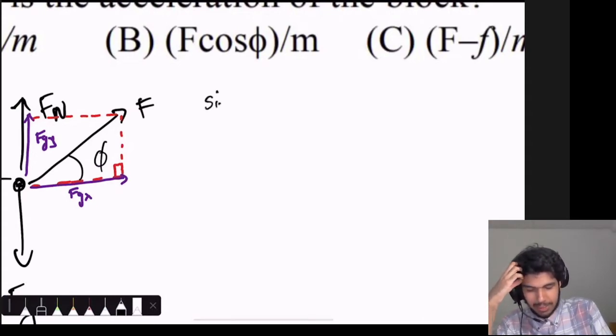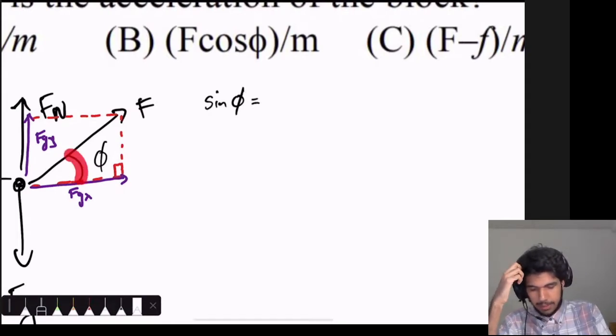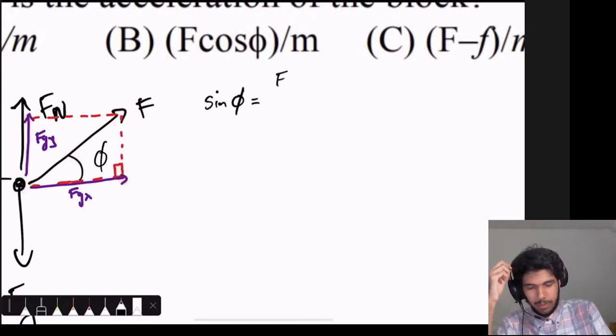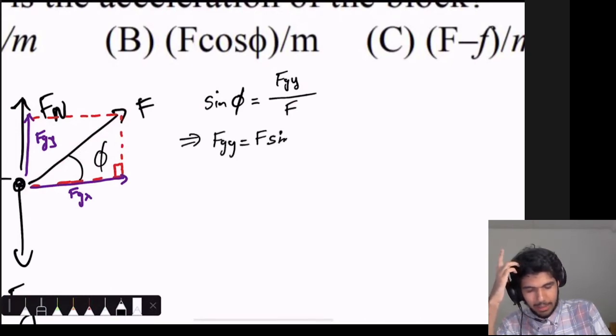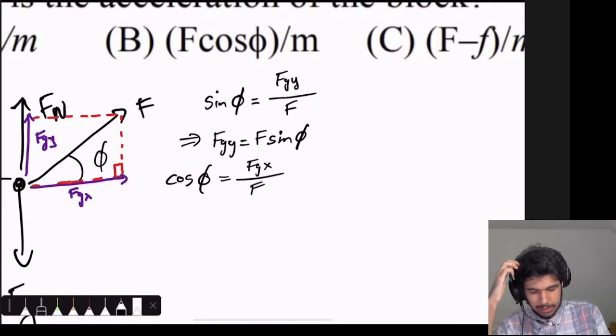So let's see what happens when we take the sine of phi. Well, sine is opposite over hypotenuse, so the opposite of this angle is this side, and this side is the same as this, so that gives us FGY. Hypotenuse is F, so that's pretty simple. So that tells us that FGY equals F sine of phi. Similarly, we take the cosine of the angle. The adjacent of this angle is FGX here, and the hypotenuse is the same, so that tells us that FGX equals F cosine of phi.